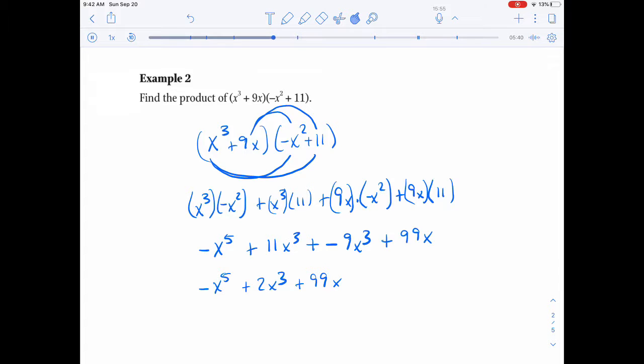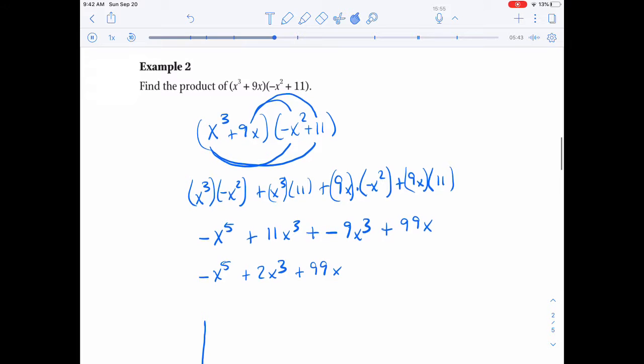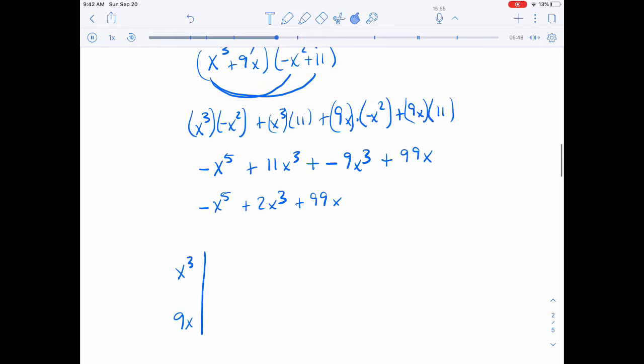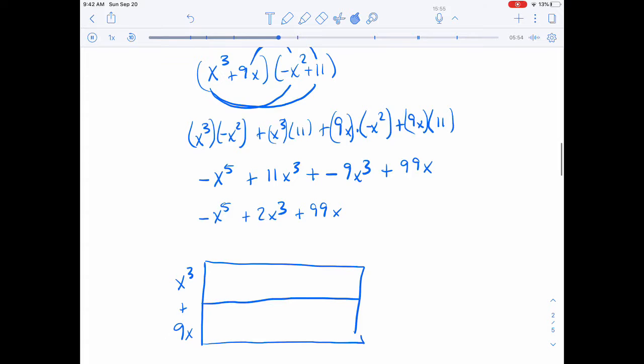Let's go ahead and try this by an area model. So on the left-hand side here, we have x cubed, and we have it added to 9x. And then on top, we would have our negative x squared, and we add that to our 11. So in the first box, the product of x cubed and a negative x squared is a negative x to the fifth. The product of x cubed and 11 is 11x cubed. The product of 9x and a negative x squared is a negative 9x cubed. And the product of 9x and 11 is 99x.